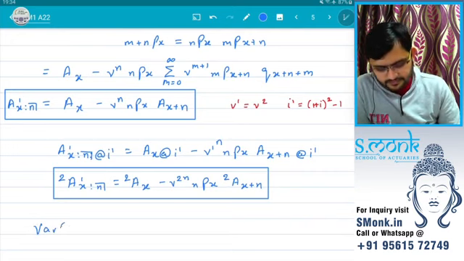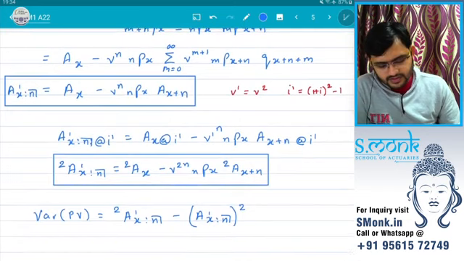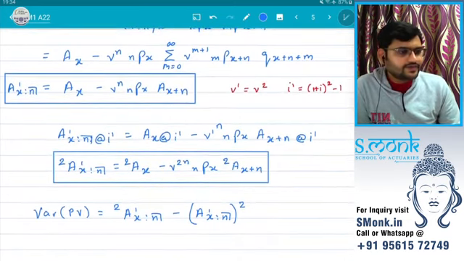Variance then is 2ax dash n minus ax dash n, whole squared, right? This we have, I think, already written.